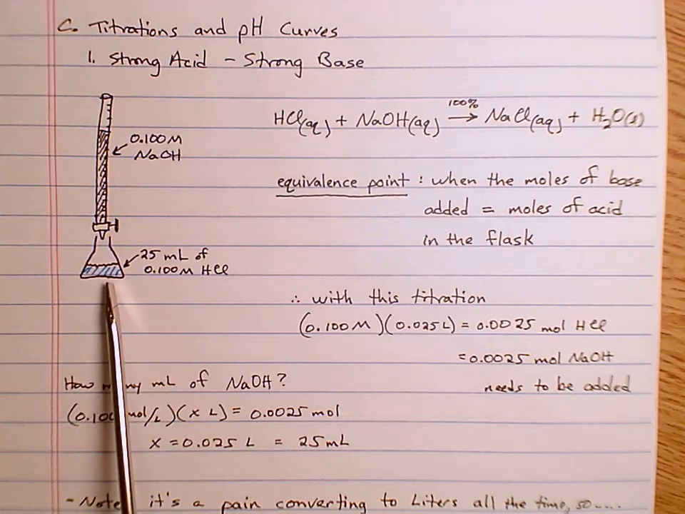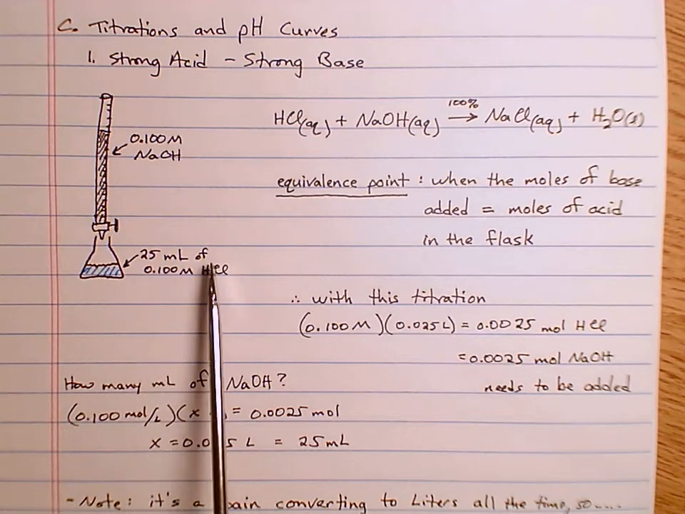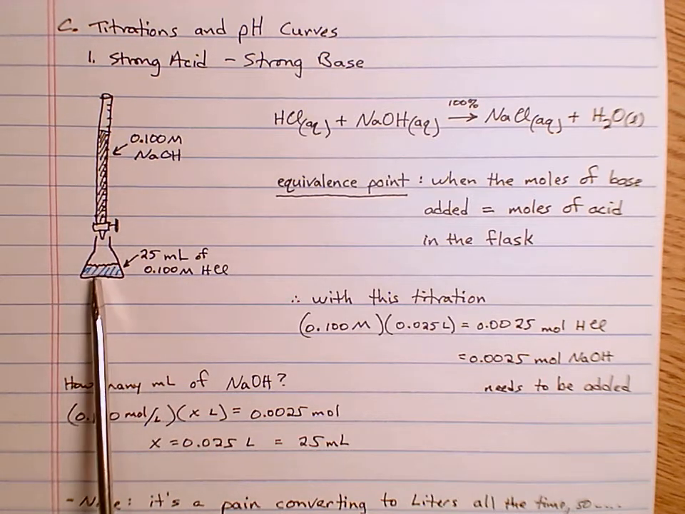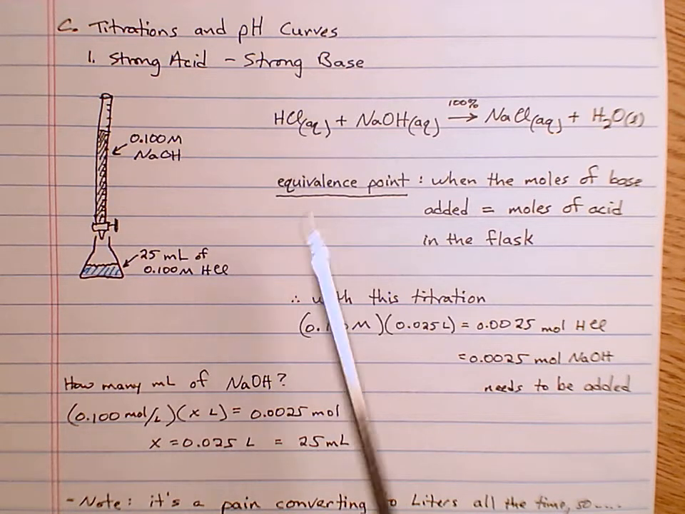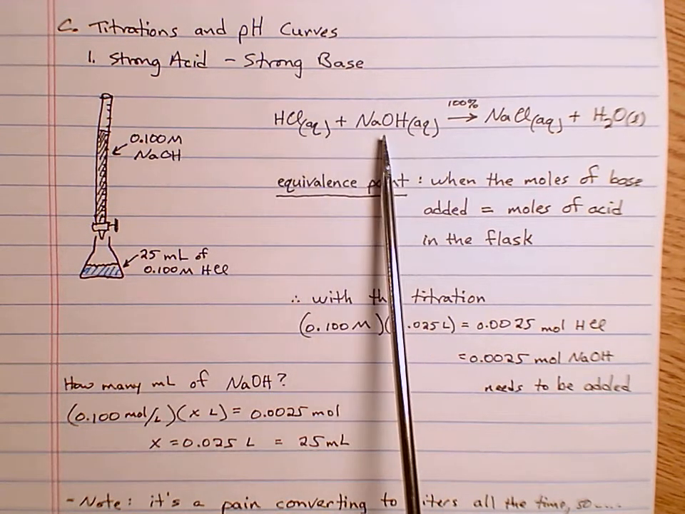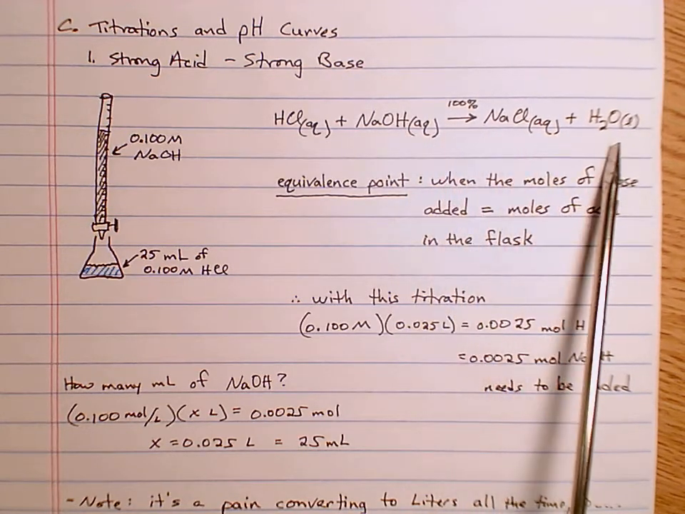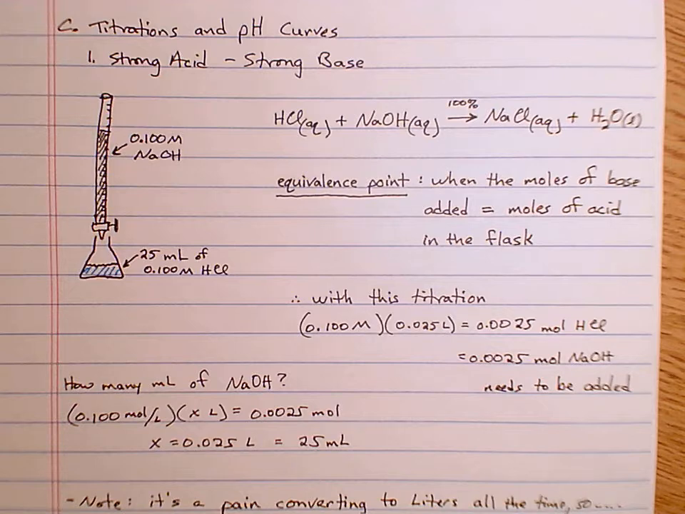Now, in this Erlenmeyer flask down here, we're going to have 25 milliliters of 0.1 molar HCl. So here's our strong base in the burette. We're going to be slowly adding that into this acid that's in the Erlenmeyer flask. The reaction HCl aqueous plus NaOH aqueous is going to go 100% to NaCl plus H2O.